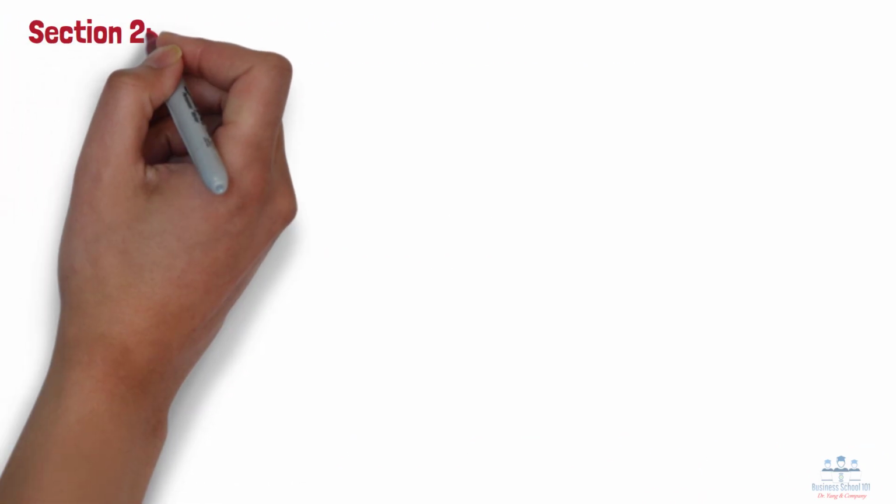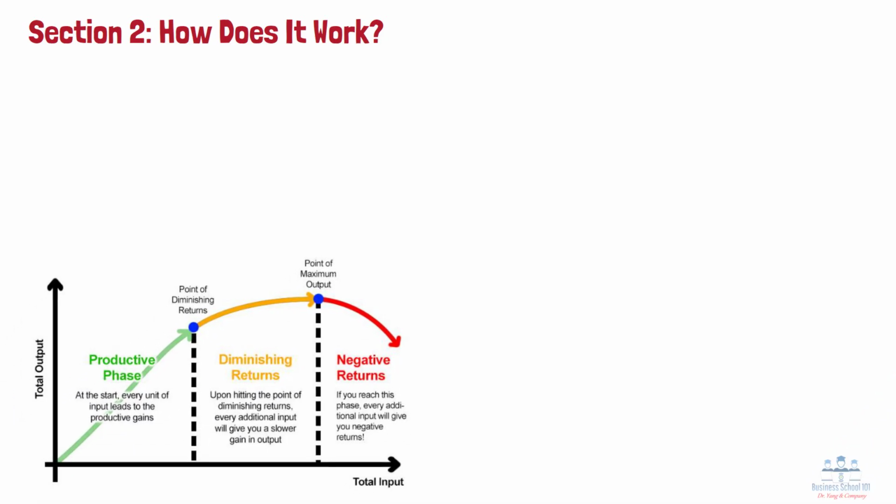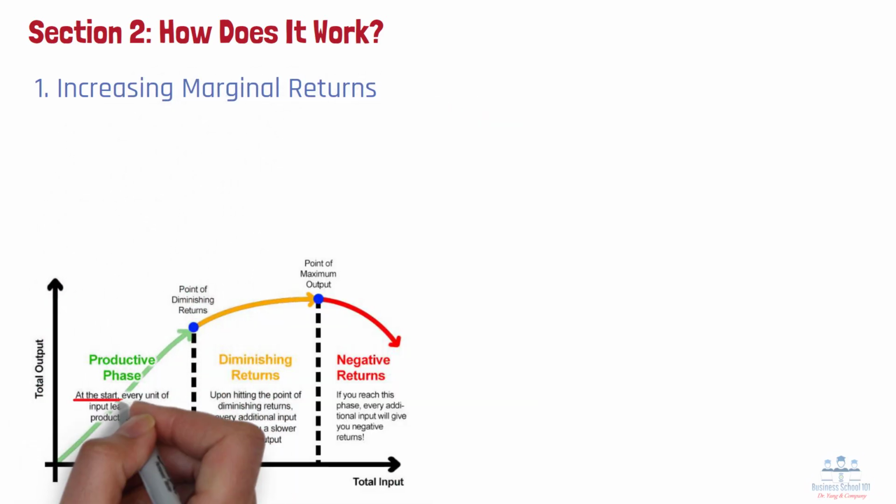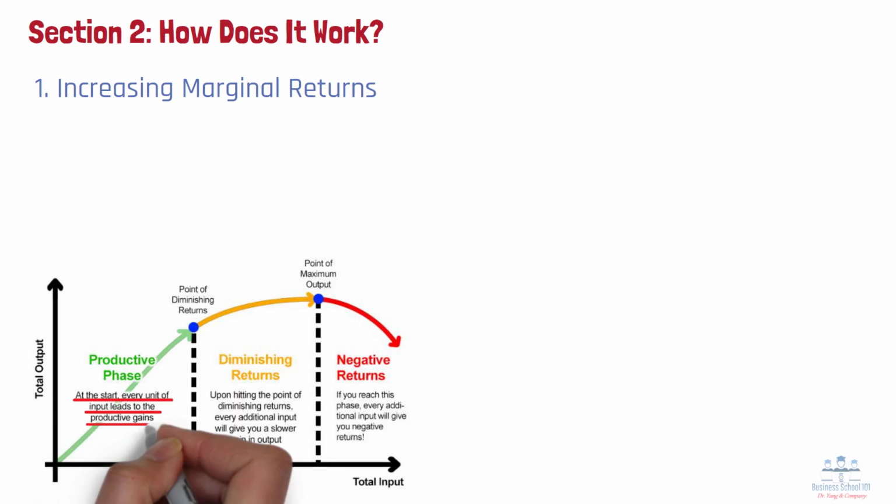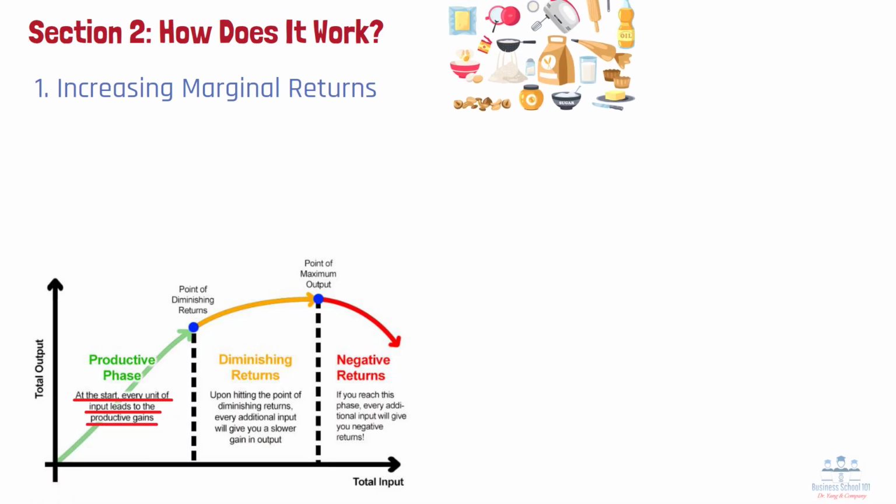Section 2. How does it work? In general, the law of diminishing marginal returns can be broken down into 3 stages. Stage 1. Increasing marginal returns. Initially, when you add more input, the output increases at a rising rate. This is because the new input complements the existing resources.